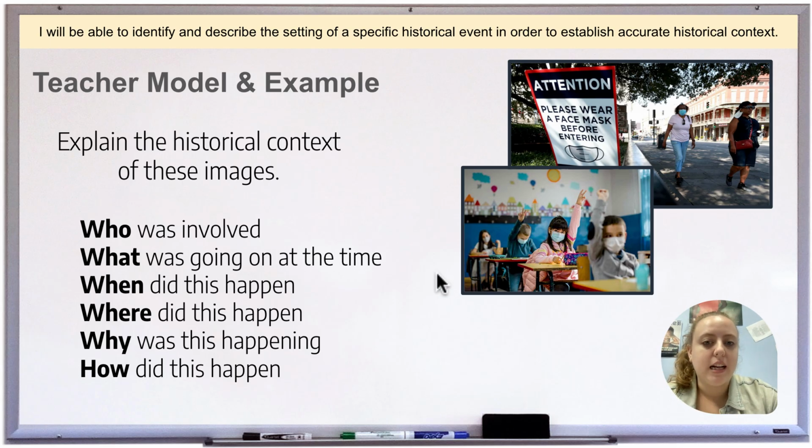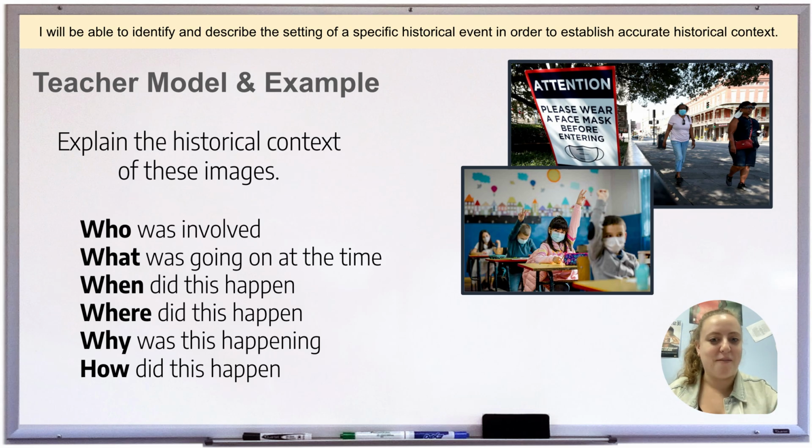So now if I'm looking at these pictures, I'm already brainstorming a few things. Okay, who was involved? I see adults, but I also see students, right? And I know that this was something that was happening with students, especially coming back to school, right? Like students were really impacted by COVID. Next, what was going on at the time?